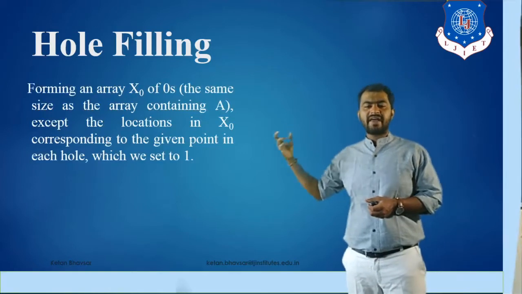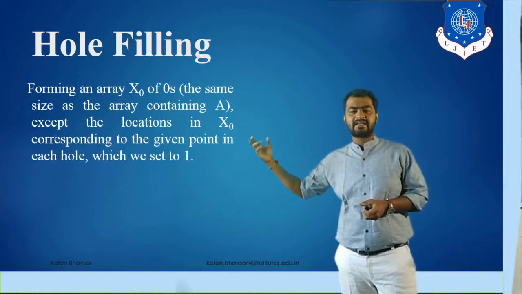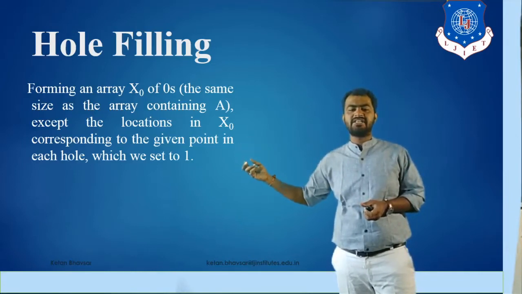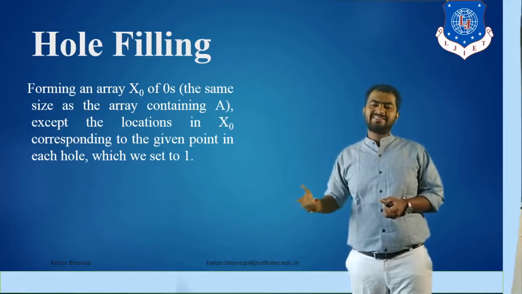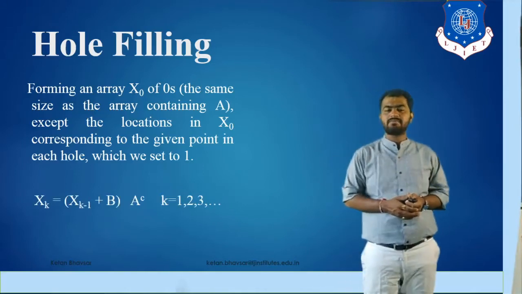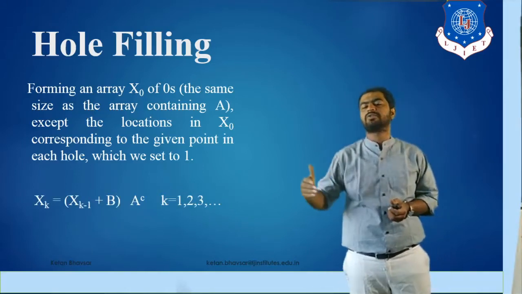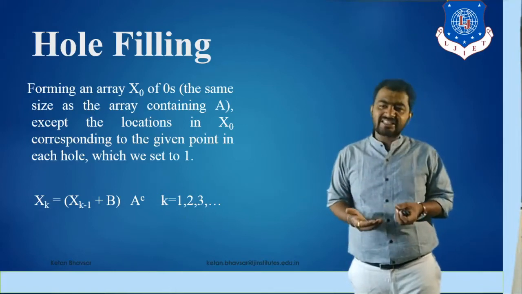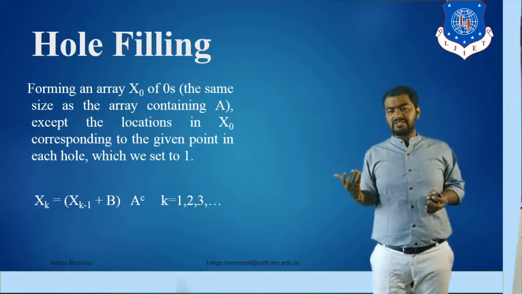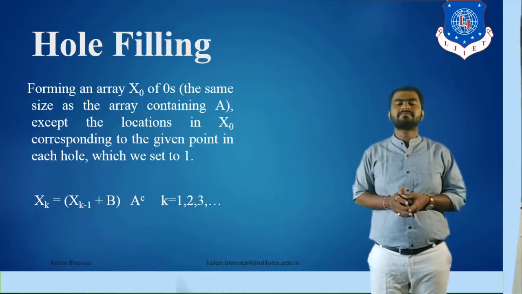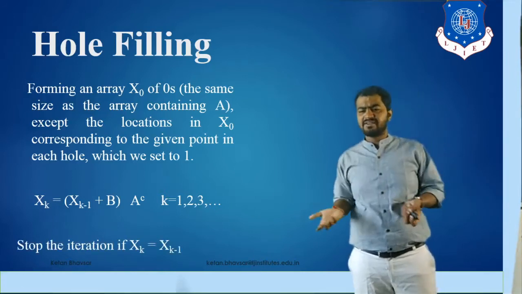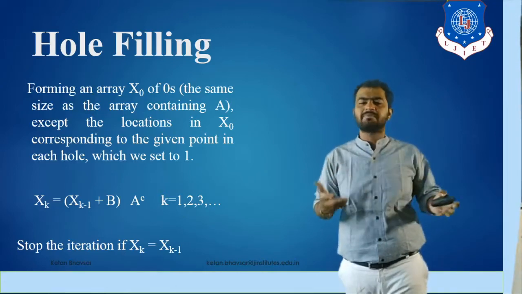Now, from an array X0 of the same size as the array containing A, except the location in X0 corresponding to a given point in each hole, which is set to 1. It is set to 1, which is filled by the value. So Xk is equal to X(k-1) union B, intersected with A complement, for k = 1, 2, 3, 4. If we are talking about 8-bit data, then we have to deal with 256 levels. If we deal with 16-bit data, then we have to deal with the vice versa. It's around 65,536. So stop the iterations if Xk is equal to X(k-1). Definitely, if your matrix is reached, then you have to stop the iterations.